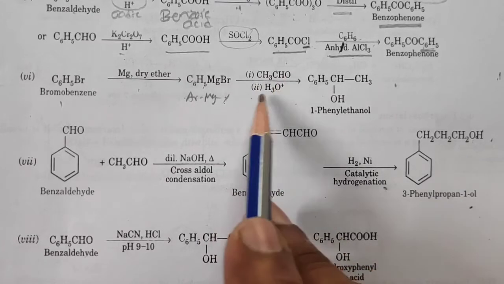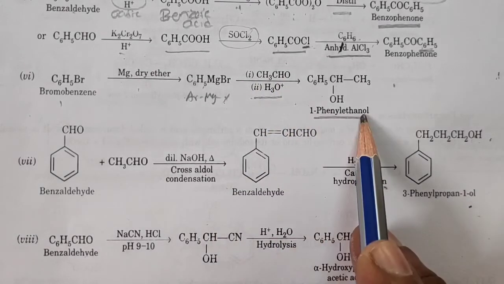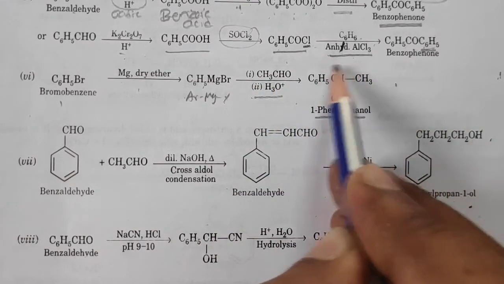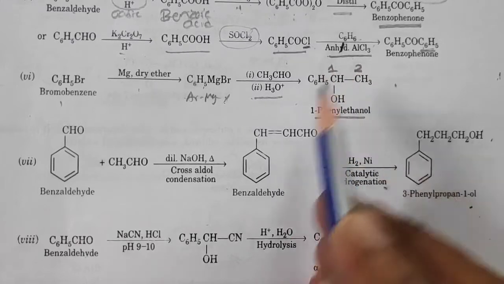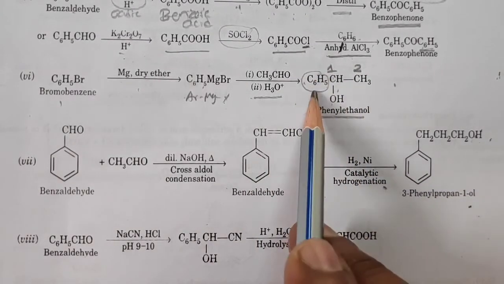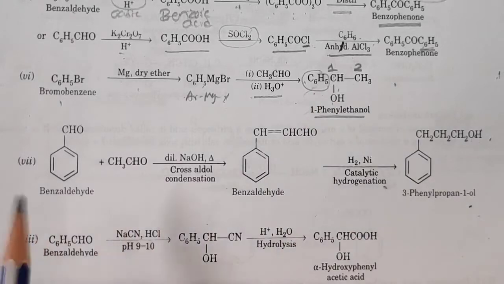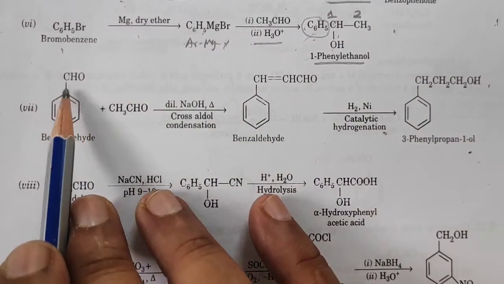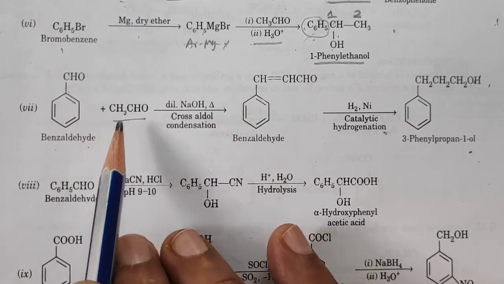Then further with aldehyde, and with this you will get 1-phenyl ethanol. 1-phenyl means 1 and 2, from that the name 1-phenyl ethanol. Phenyl means the C6H5 group, benzene ring. Then the next one is benzaldehyde, again with ethanol.